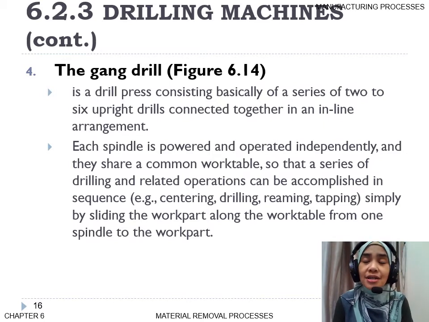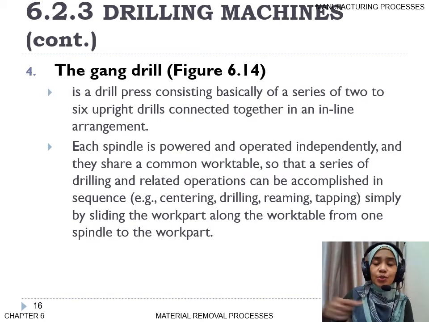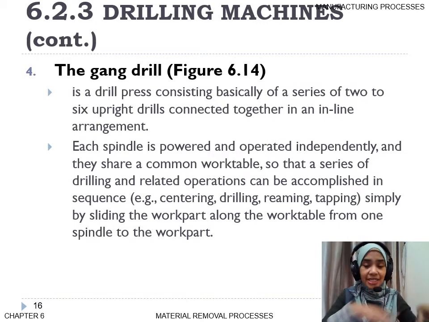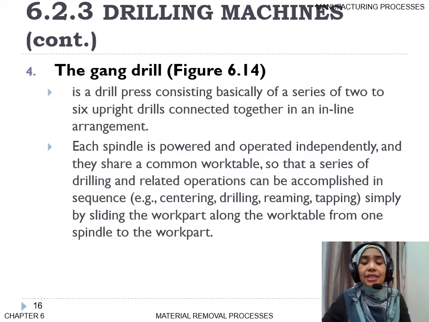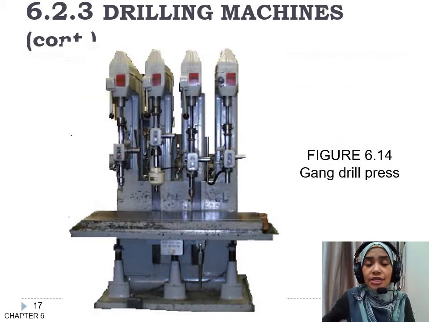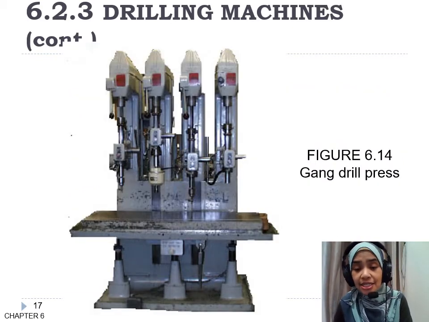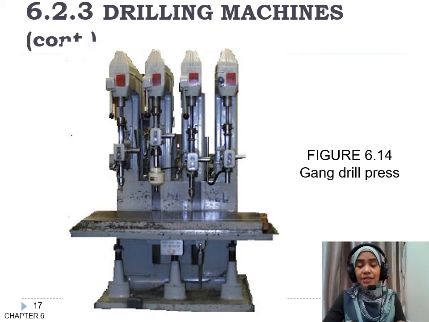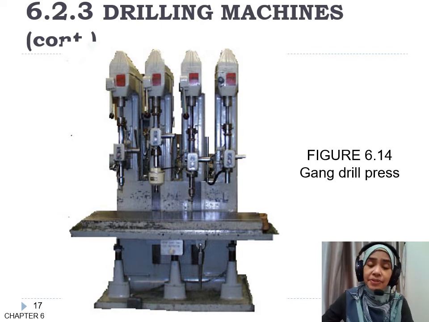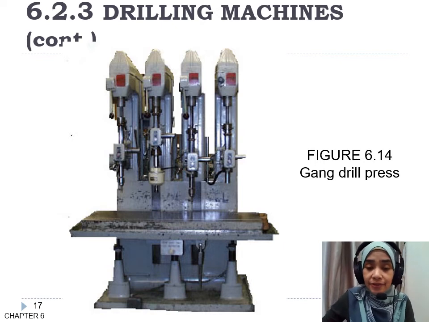So it takes time to change the tool. With a gang drill, we just move from one table to the next table. Here is an example of the gang drill. You just push the work forward so that it can go to the next process, instead of changing the drill bit on the spindle.